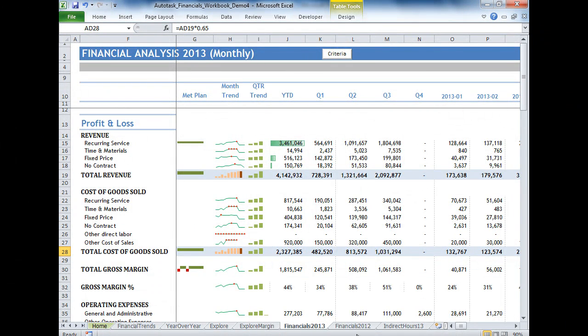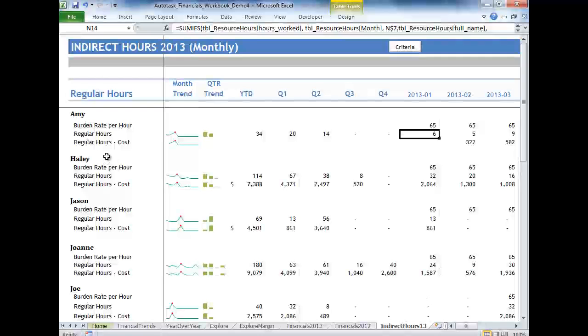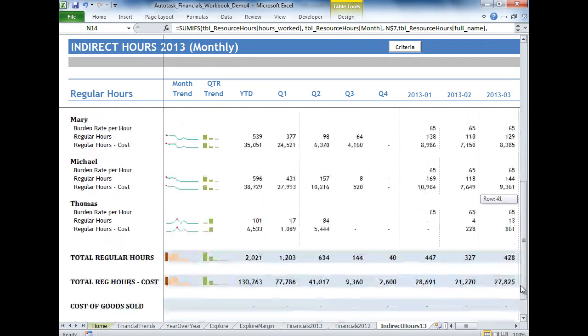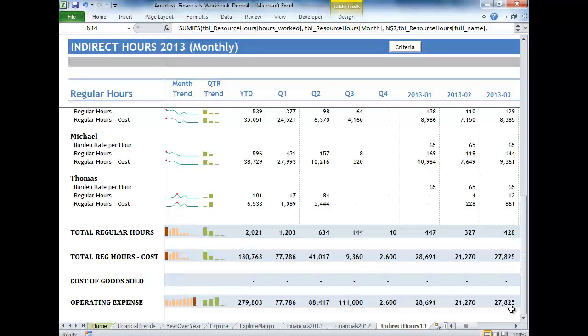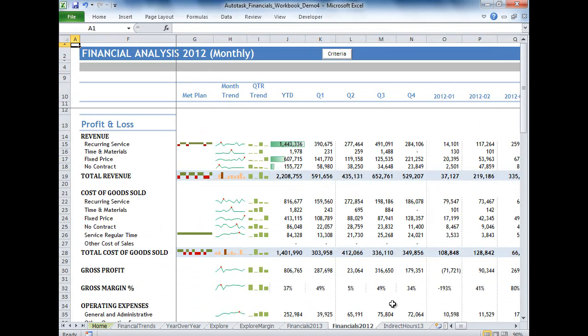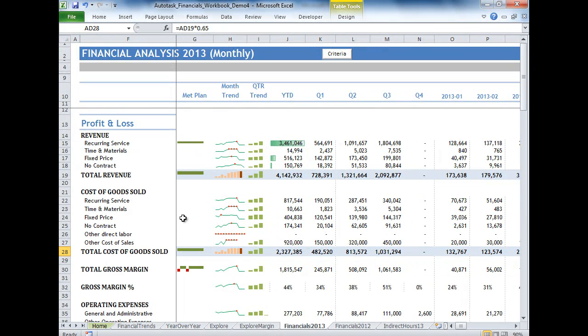A little about the operating expenses. We calculate for each person the current burden rate along with the total number of regular hours in order to calculate the indirect hours that should be used for operating expenses. You can see my total operating expenses being calculated. A lot of the calculations being done on the 2013-2012 fiscal year P&Ls are being used for trending analysis.